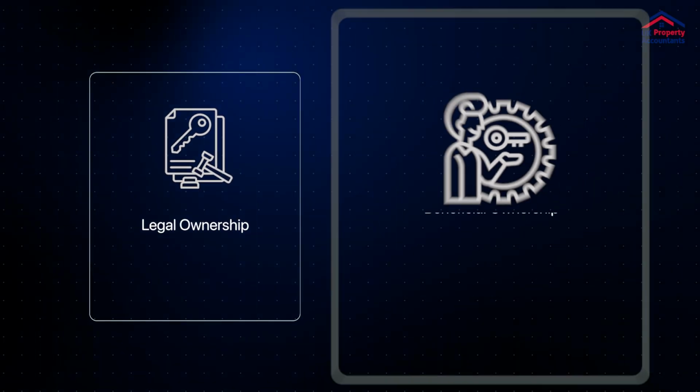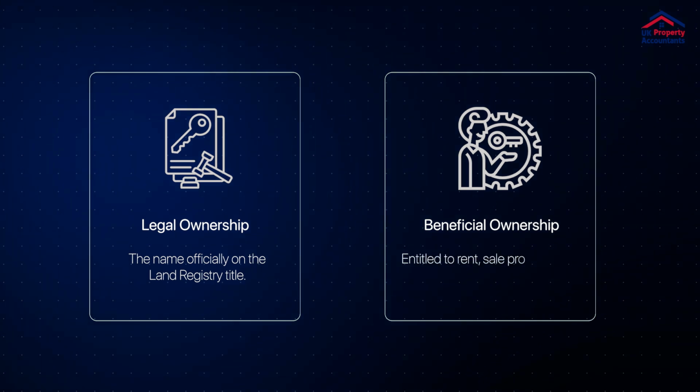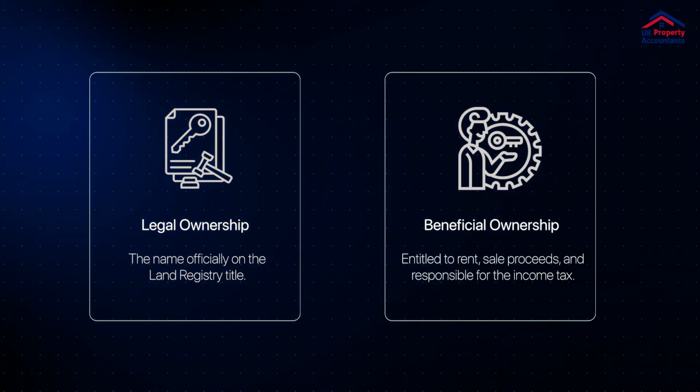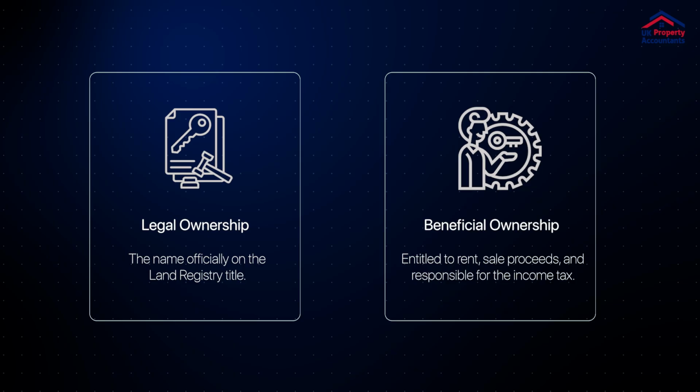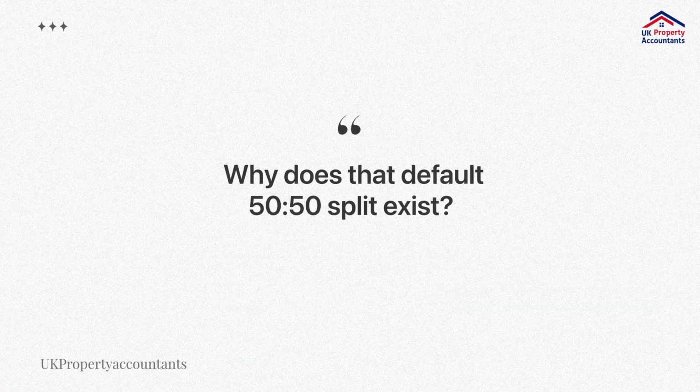Two concepts underpin everything: legal ownership and beneficial ownership. Legal ownership is the name on the land registry title. Beneficial ownership is the real economic interest, who's entitled to the rent and the eventual sale proceeds. Income tax follows beneficial ownership. For married couples and civil partners living together, the law applies a default 50-50 split under Section 836 of the Income Tax Act 2007. Why does the default exist? It's a simplicity and anti-avoidance measure. Without it, couples could shift income freely year to year purely to chase the lower income tax rate.